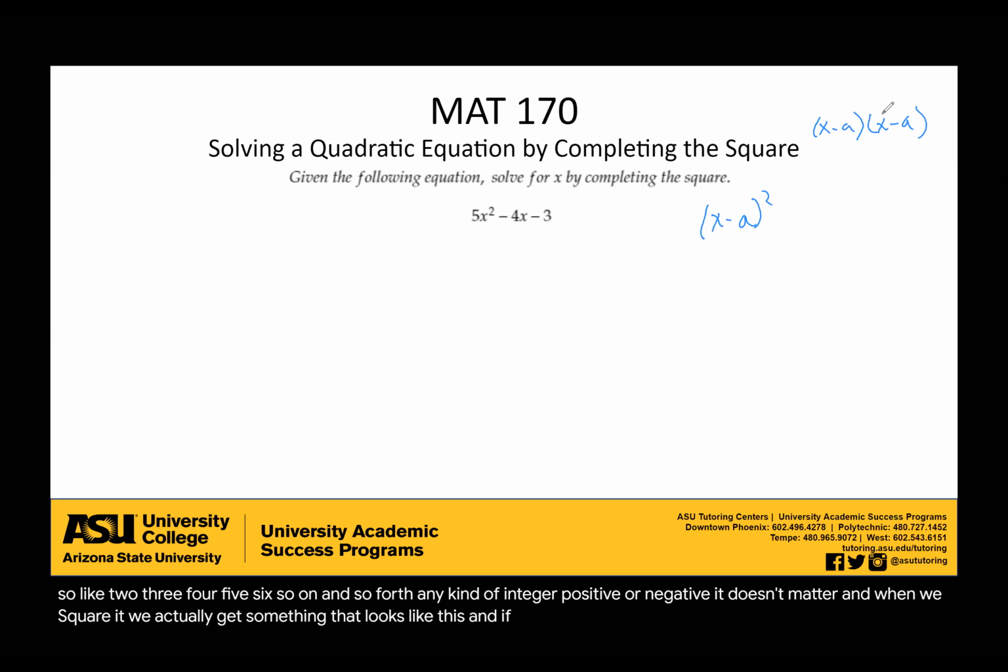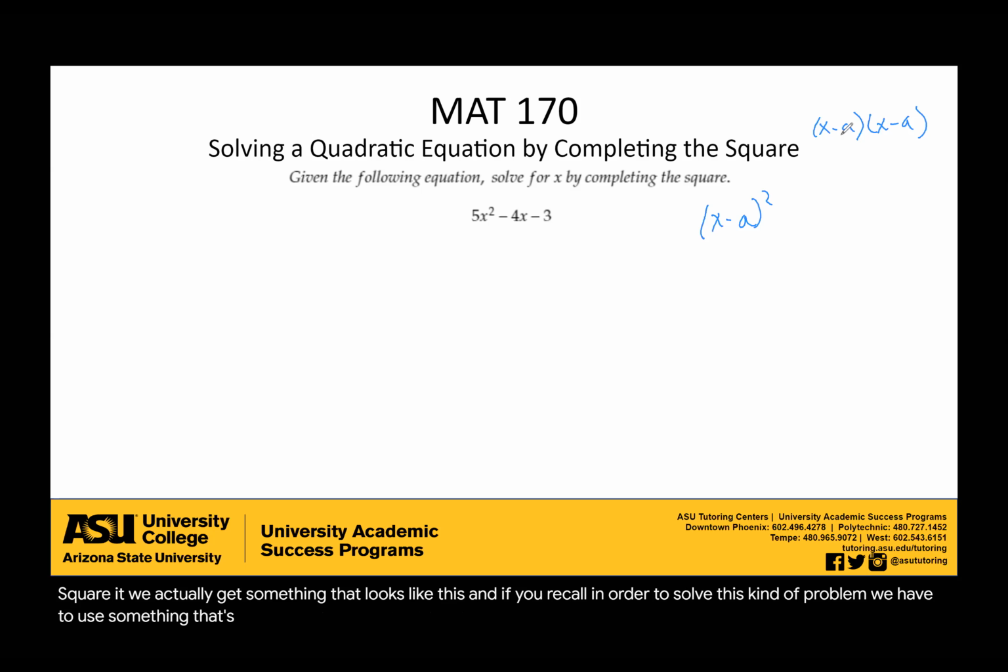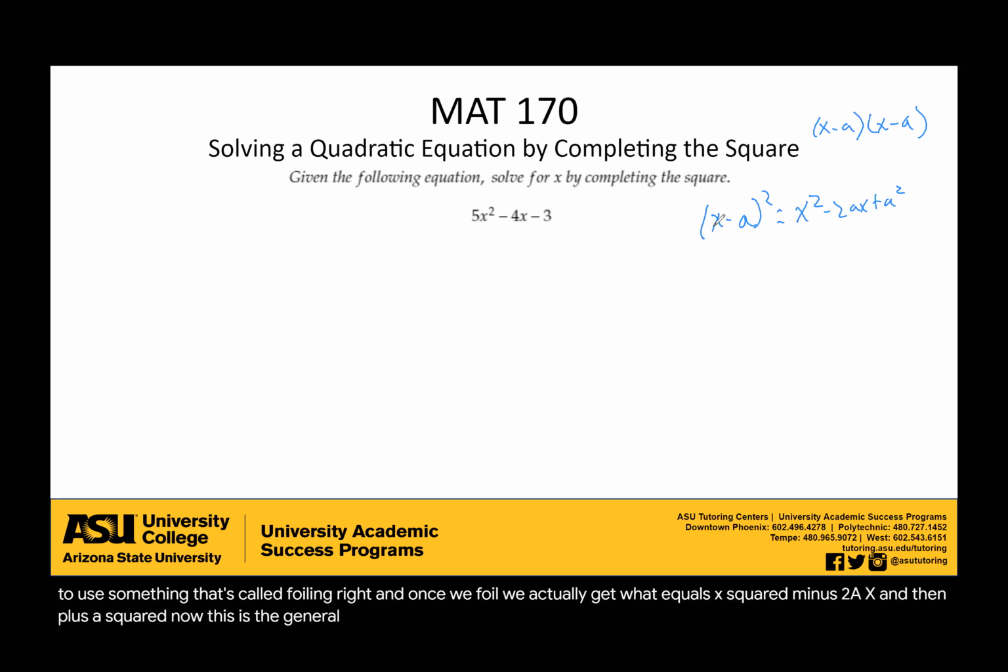And if you recall, in order to solve this kind of problem, we have to use something called foiling, right? And once we FOIL, we get x squared minus 2ax, plus a squared. Now, this is the general form that we get from this, and we're actually going to be using this to help us complete the square when solving a quadratic equation.